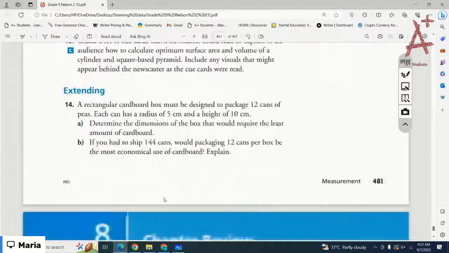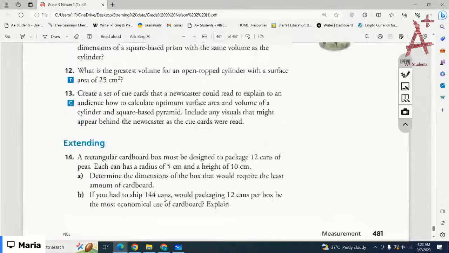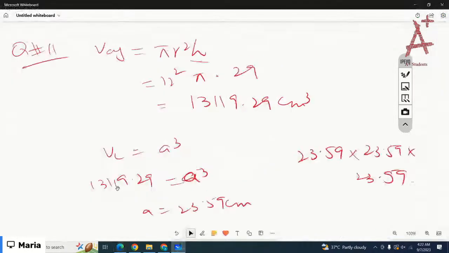Okay, let's just start with question number 12. What is the greatest volume of an open top cylinder with a surface area of 25 centimeters squared? So you're given the surface area, that is 25 centimeters squared. You have to calculate the volume, right? Open top cylinder. Okay.